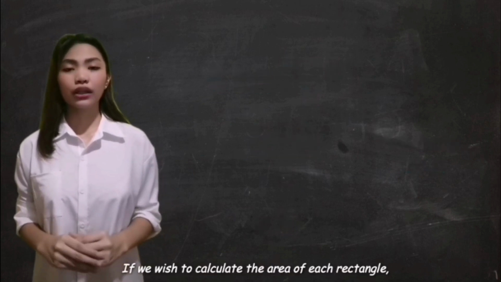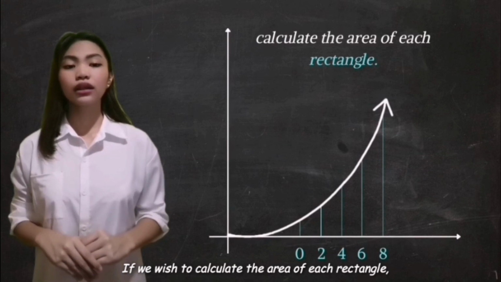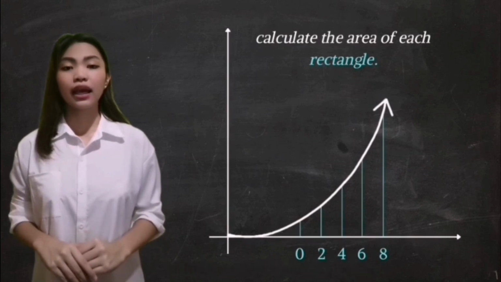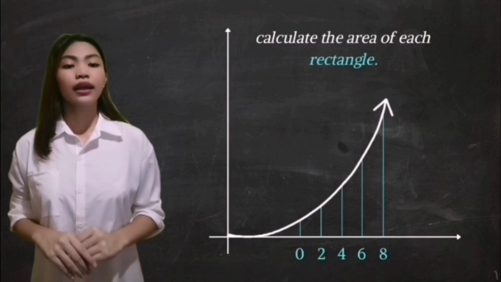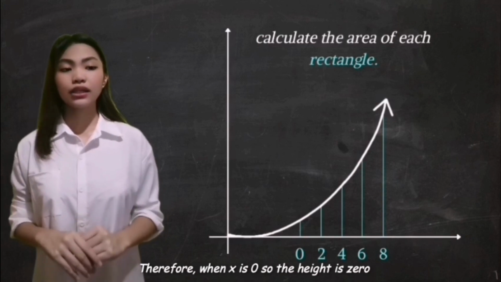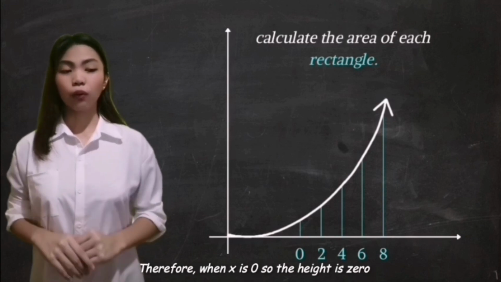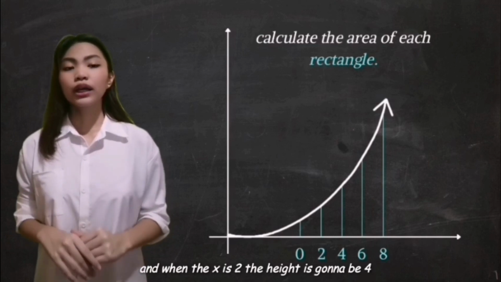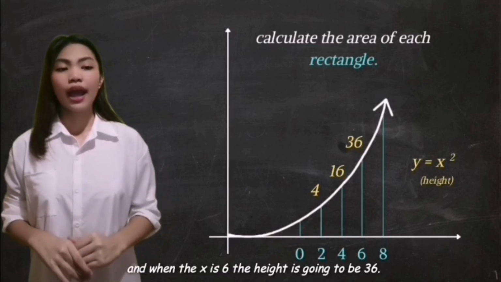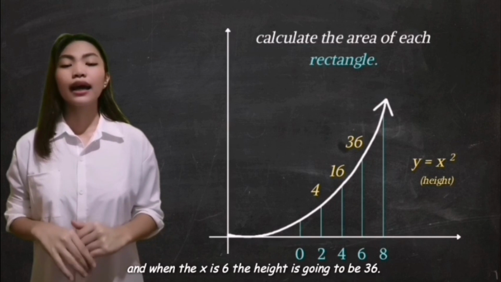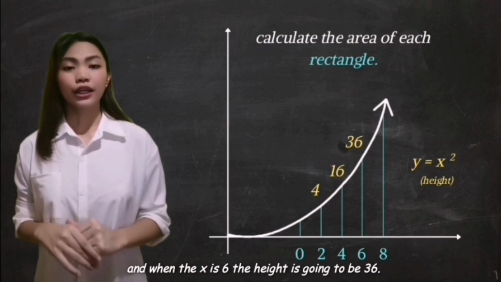If we wish to calculate the area of each rectangle using the formula of height, y is equal to x squared, then when x is 0, the height is 0. And when x is 2, the height is going to be 4. And when x is 6, the height is going to be 36.